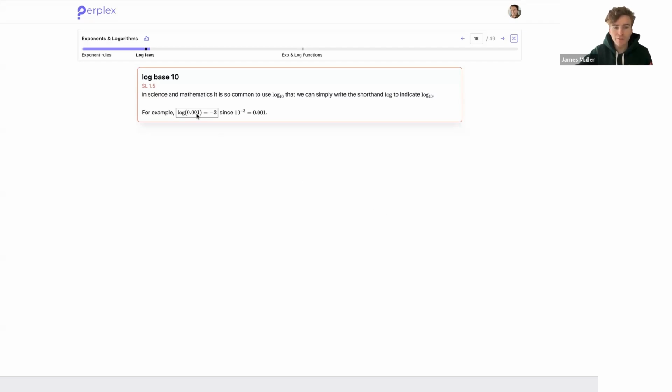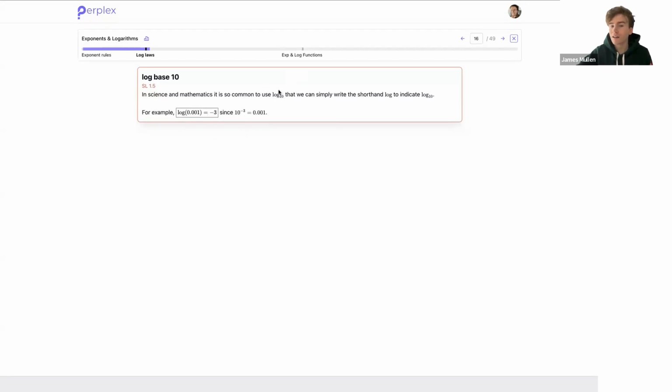So for example, if I have log of 0.001, then 0.001 is 1 over 1,000, or 10 to the minus 3. So log of that is minus 3. And I didn't explicitly mention this, but log base 10 is used so commonly in science and math that we actually just use the shortcut log to denote log base 10.